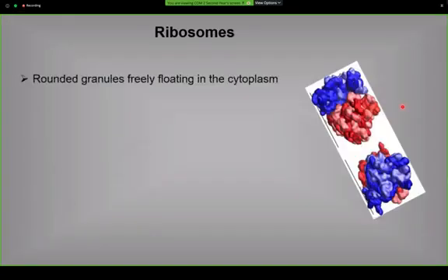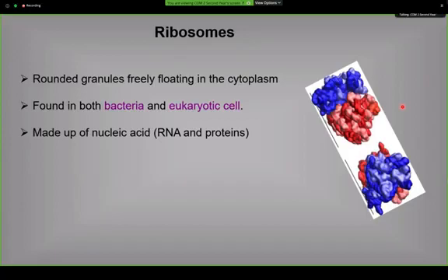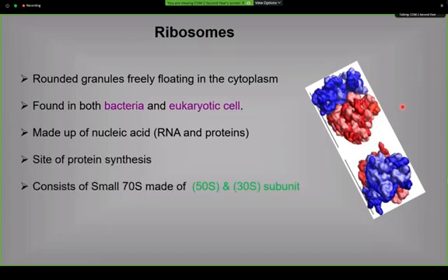Other than the chromosome and the plasmid, we have the ribosomes, which are rounded granules floating in the cytoplasm. They are present in both prokaryotic and eukaryotic cells. They make the nucleic acid and the protein, so their function is to make protein. They consist of small 70S, that's 50S and 30S subunits.